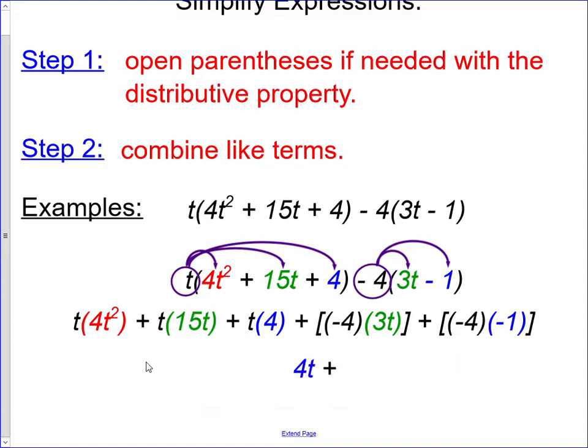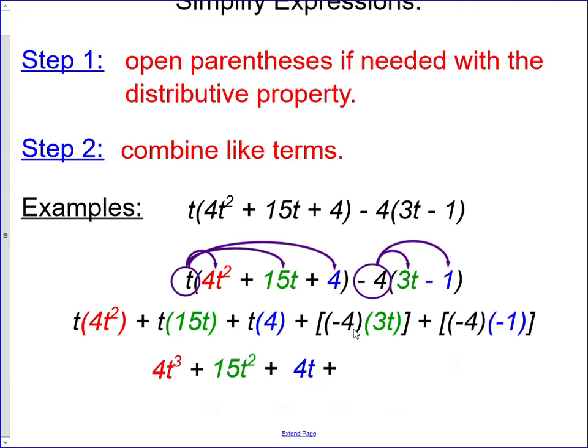So here we've got t times 4t to the second power. Well, the 4 stays. t to the first power times t to the second power is t to the third power, so we have 4t to the third power. Here we have t times 15t, which would give us 15t squared. Here we have t times 4, which would just be 4t.